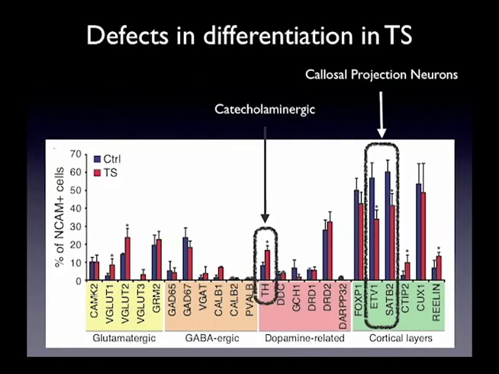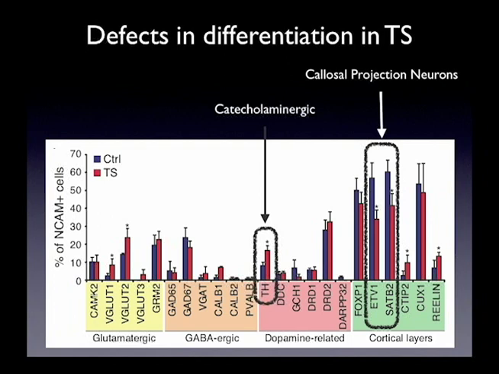In addition to the defects in tyrosine hydroxylase, we also looked to see if there were more general defects in differentiation. And it turns out that you can do this by taking advantage of the single neuron analysis technique I told you about. Each one of these is a gene. The red bars are Timothy, the blue bars are controls, and it tells you which fraction of the cells produce a particular gene. And what is interesting, of course, is that, as I told you, there are more cells that produce tyrosine hydroxylase in Timothy patients.